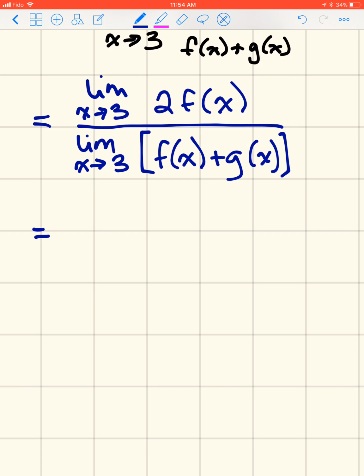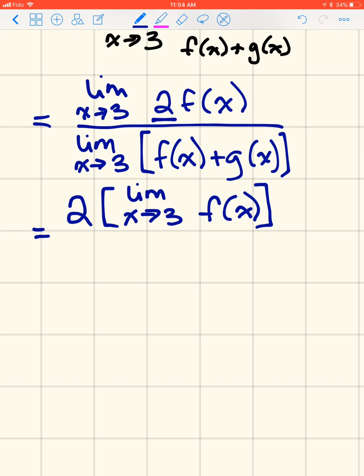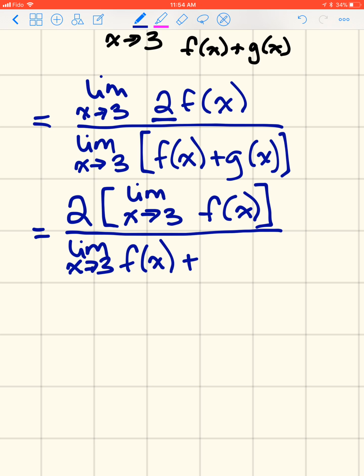And let's do the top while we're here. The multiplication by constant says we can take the 2 and put it out front. So that's going to look like that. And then in the denominator, we split it up into 2 limits that are added together. And now we have it.